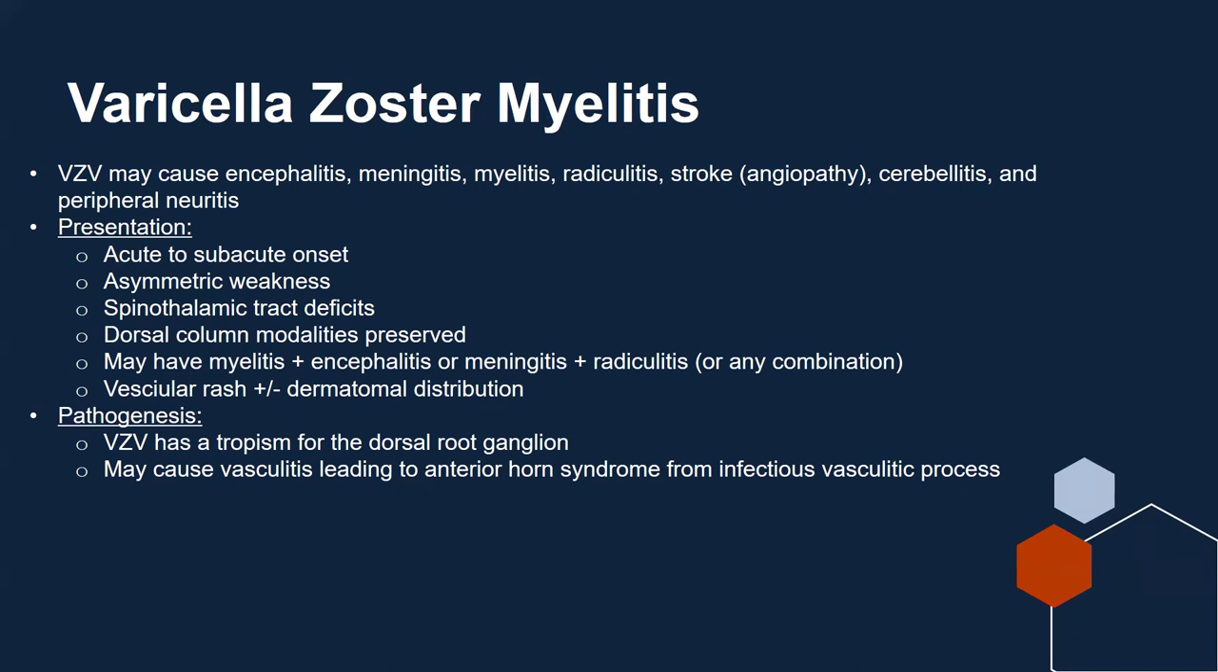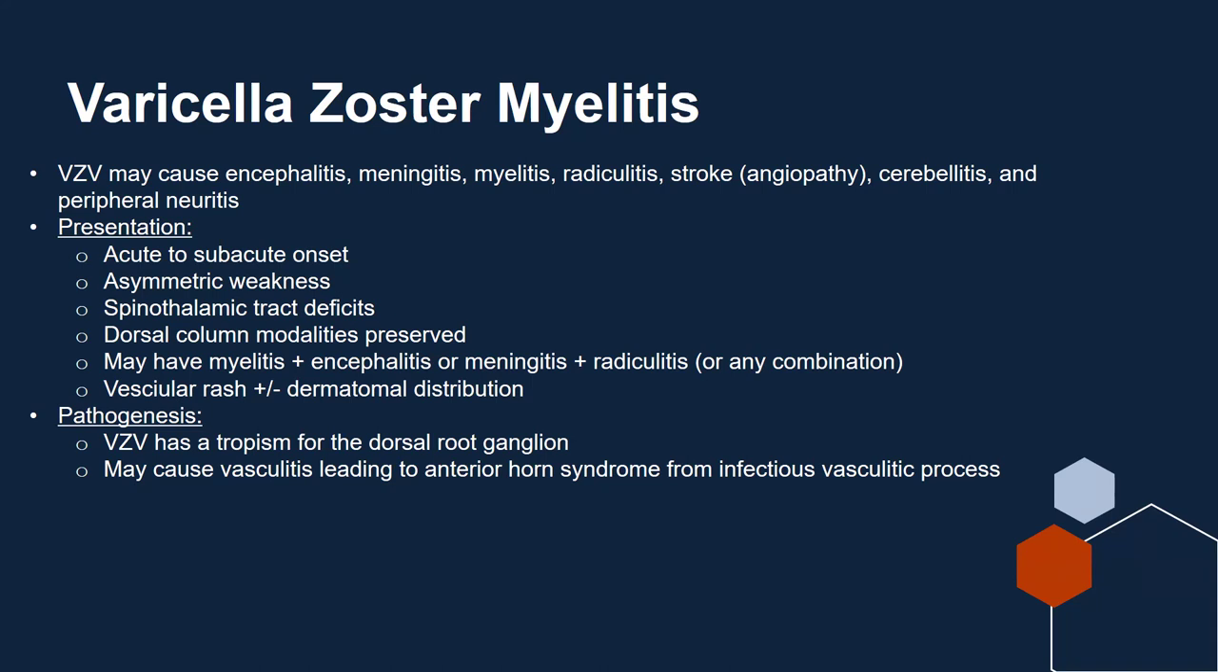VZV has a particular tropism for the dorsal root ganglion, where it lies dormant and then can reactivate years after the initial infection. In terms of causing the anterior horn syndrome specifically, it's thought that the varicella virus itself leads to an infectious vasculitis that affects the anterior spinal artery and thus causes the anterior horn syndrome. However, it can also cause direct damage to the spinal cord itself.